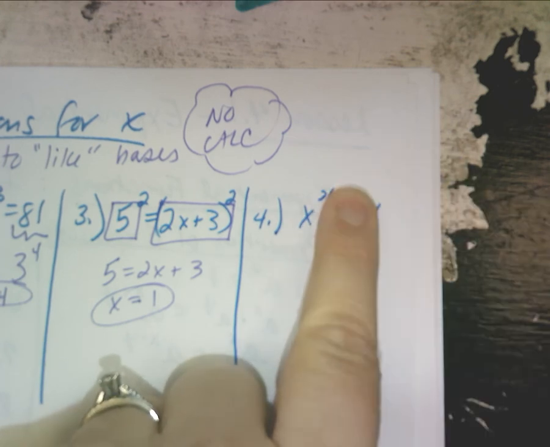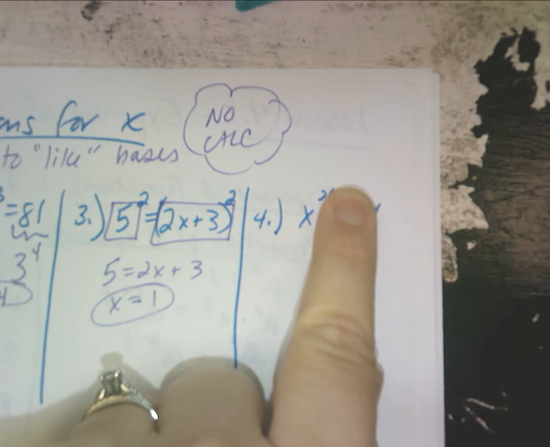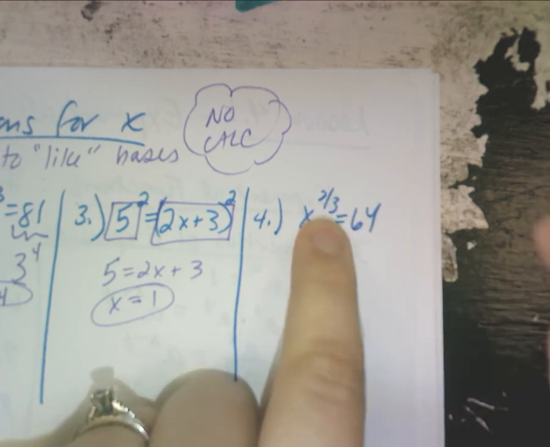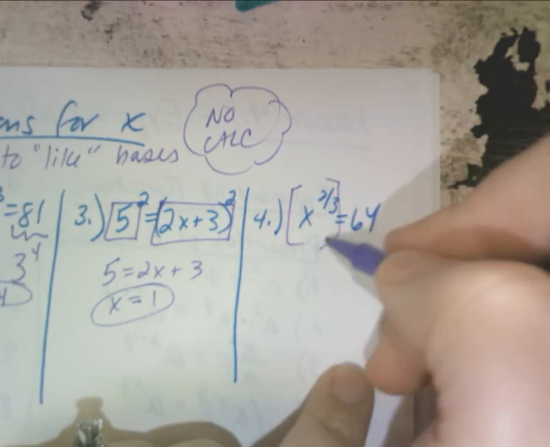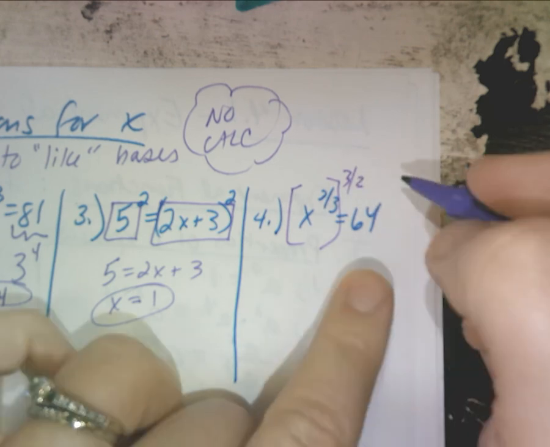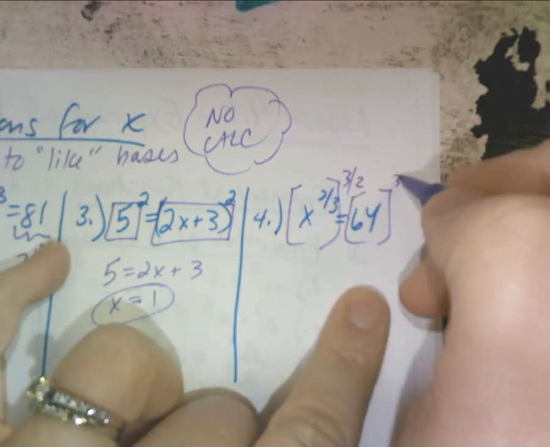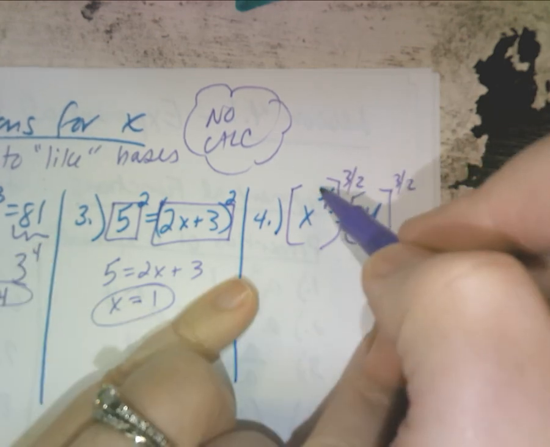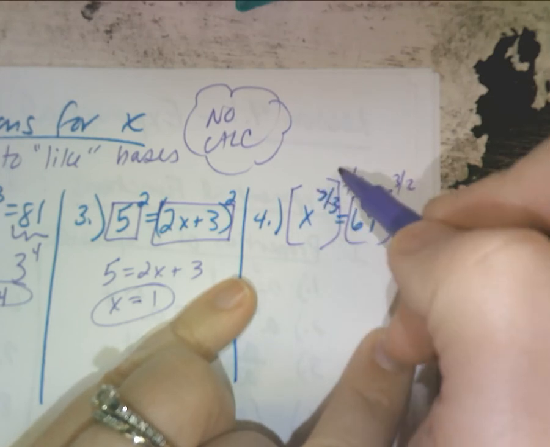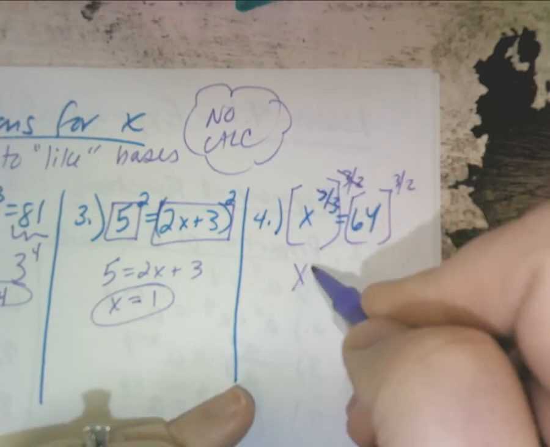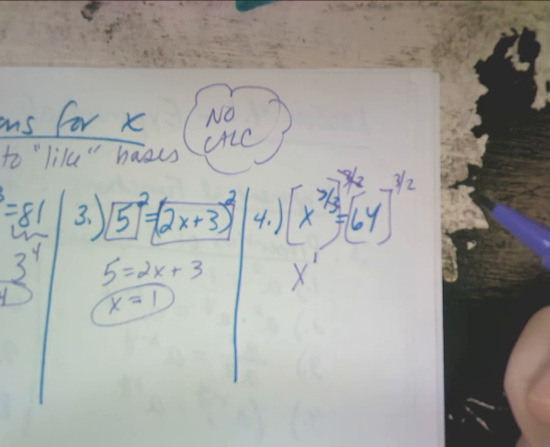If it was x squared, what would you do to undo a squared? Square root. What is square root as a fractional power? 1/2. How do you undo 2/3 then? Raise it to 3/2. Reciprocal. And the reason that works is because all of these would cancel to x to the power of 1, which is what we're solving for. We're solving for x to the 1.